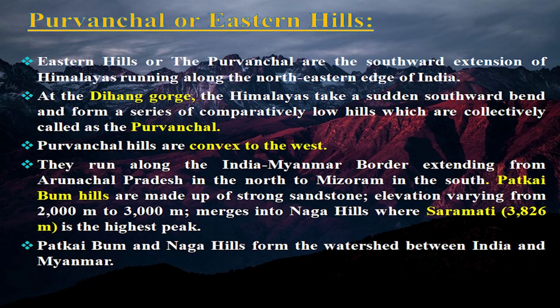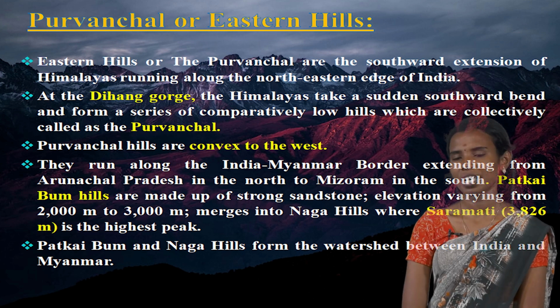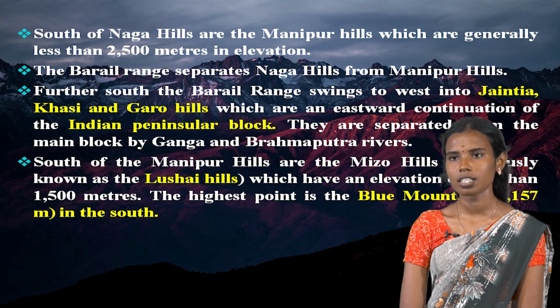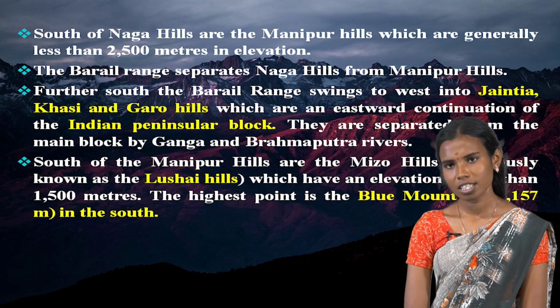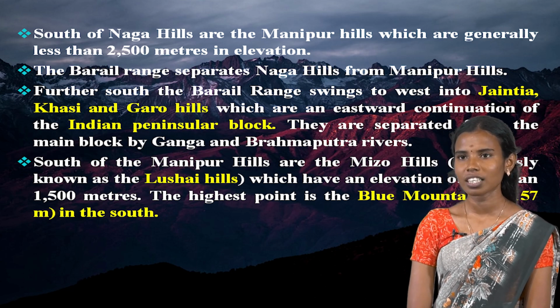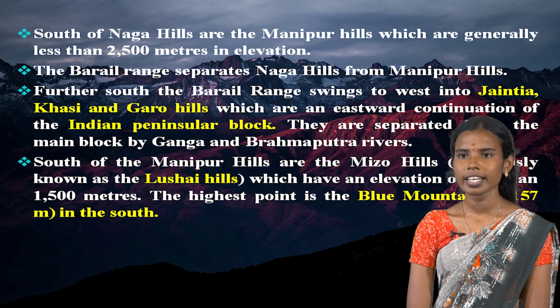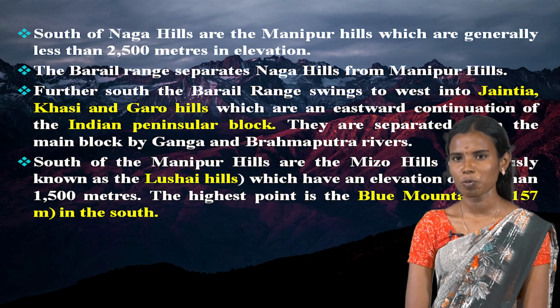The Patkai hills are made up of strong sandstone, with elevation varying from 2000 to 3000 meters, and merge into the Naga hills where Saramati lies. It is the highest peak in this Purvanchal. Patkai and Naga hills form the watershed between India and Myanmar. South of the Naga hills are the Manipur hills, which are generally less than 2500 meters in elevation. The Barail range separates the Naga hills from the Manipur hills.